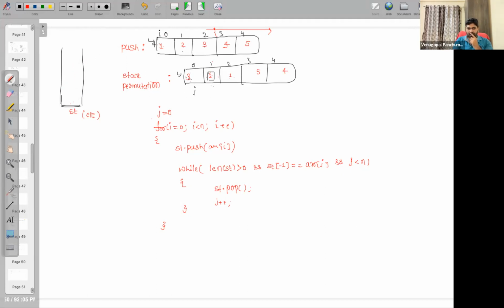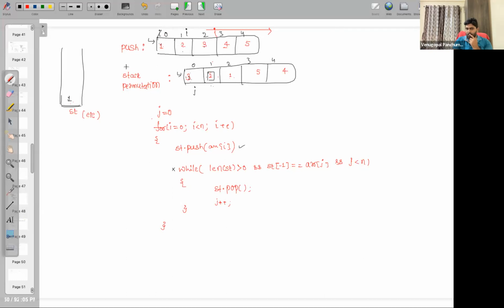Now, first this element I will push it. Now I'm going to compare. Does this element match with the top of the stack element or not? No, it is not matching. Then this while loop will fail. Again, I'm going to increment the I value.